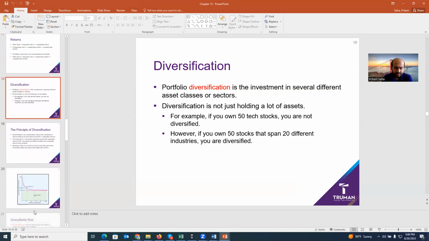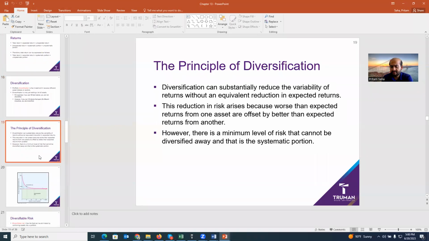And the principle of diversification is that if you can diversify, you should be able to diversify away your unsystematic risk. Unsystematic risk.